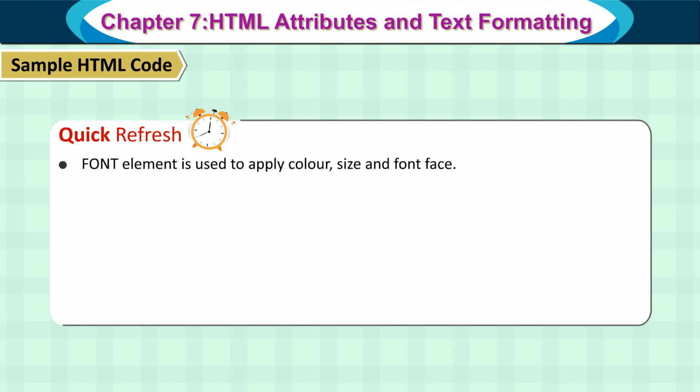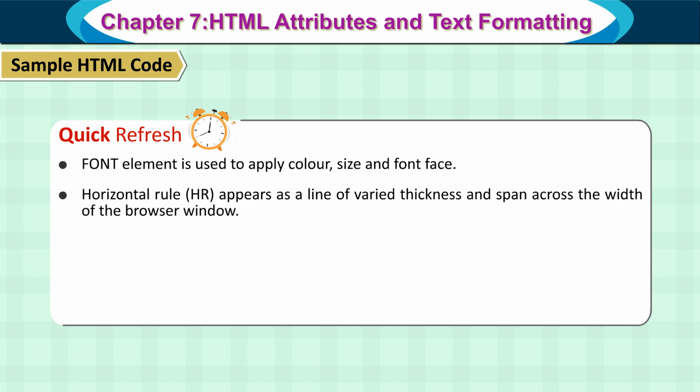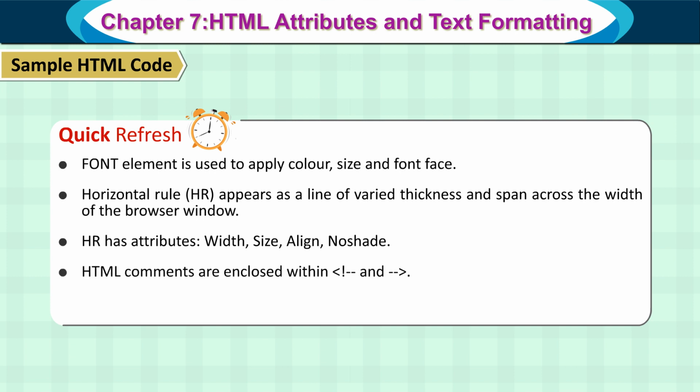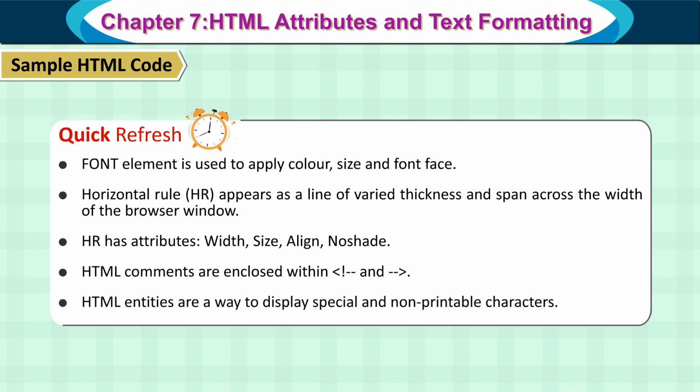Font element is used to apply color, size and font face. Horizontal rule HR appears as a line of varied thickness and spans across the width of the browser window. HR has attributes width, size, align, no shade. HTML comments are enclosed within angular brackets, exclamation, hyphen, angular bracket closed. HTML entities are a way to display special and non-printable characters.